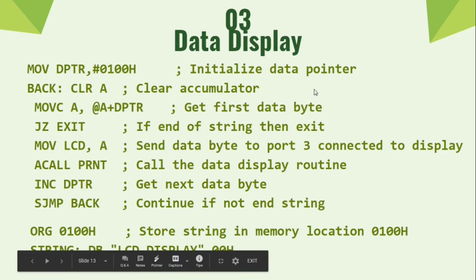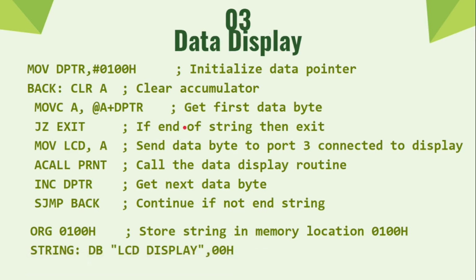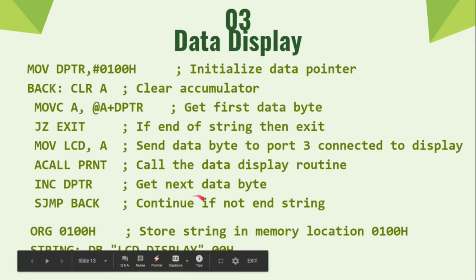The data string is stored in memory location 0100H. The data is sent to port 3 one by one, and after every character the data display routine called PRNT is called.